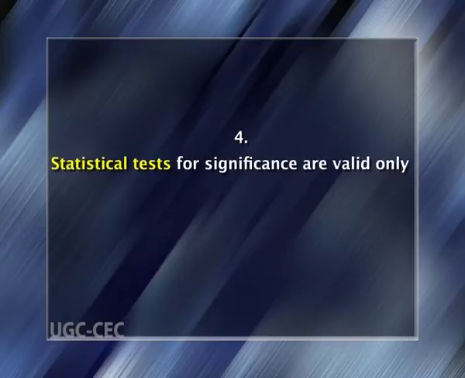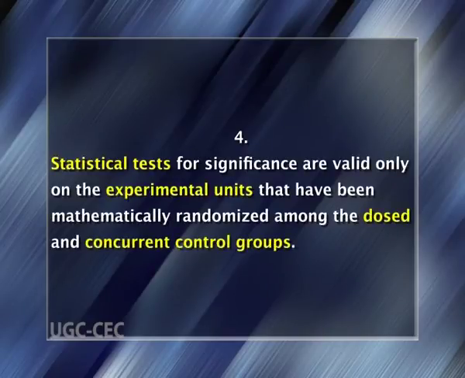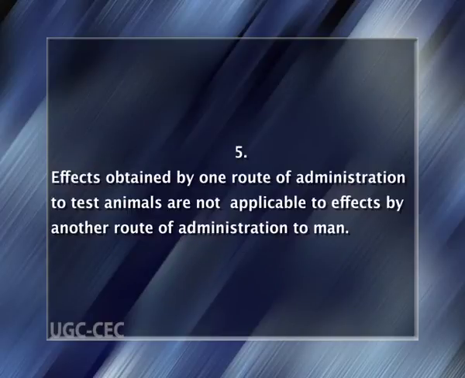Number four, statistical tests for significance are valid only on the experimental units that have been mathematically randomized among the dosed and concurrent control groups. Number fifth, effects obtained by one route of administration to test animals are not applicable to effects by another route of administration to man. Next is acute toxicity studies.